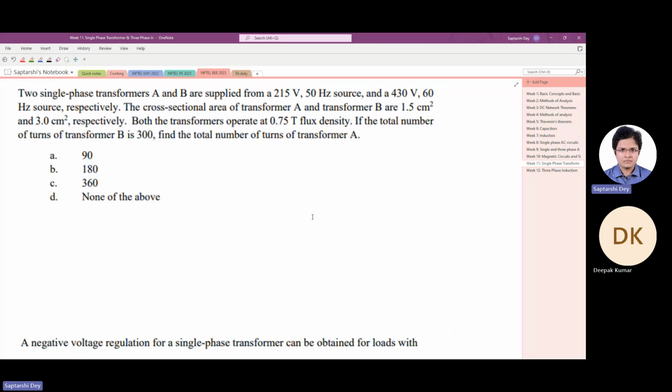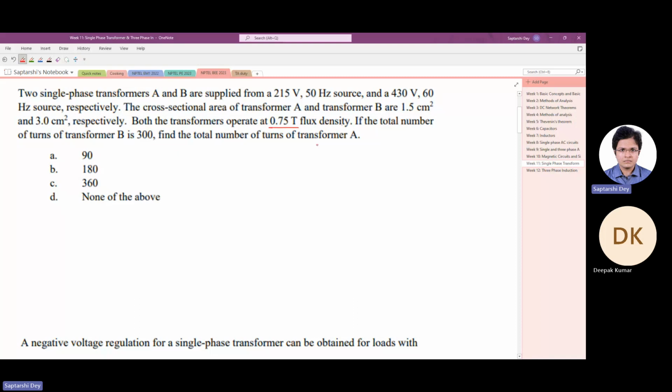The first few questions are about transformers, and two or three questions are there on induction motors. The first question says: two single phase transformers A and B are supplied from a 215 volt 50 hertz source and a 430 volt 60 hertz source respectively. The cross section areas of transformers A and B are given, and they operate at the same flux density. If the total number of turns of transformer B is 300, find the total number of turns of transformer A.